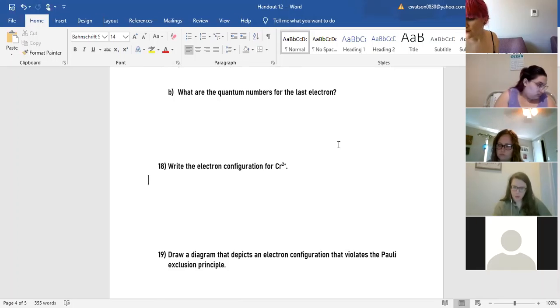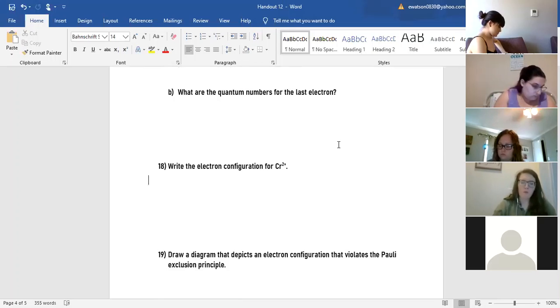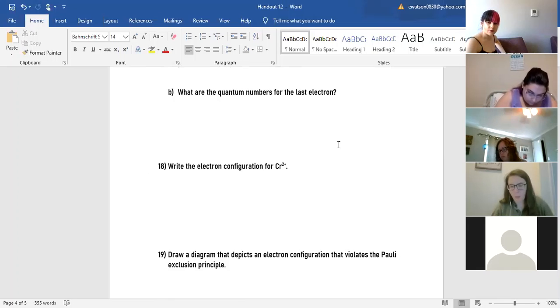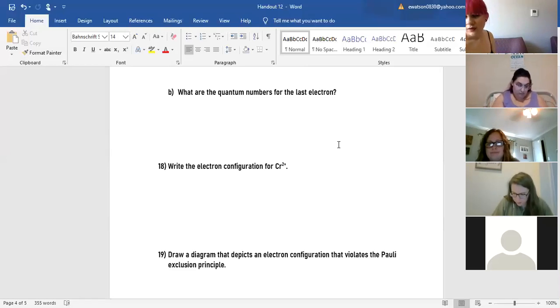Write the electron configuration for chromium 2+. Honestly, how do you guys feel about electron configurations? Good. Let's go ahead and do this one. Give me the noble gas configuration.